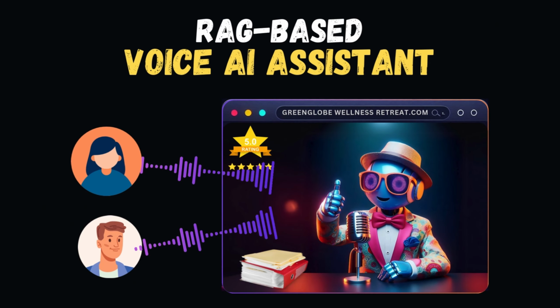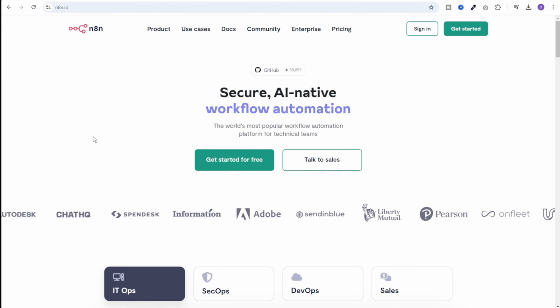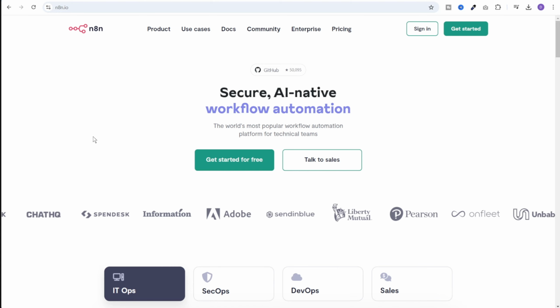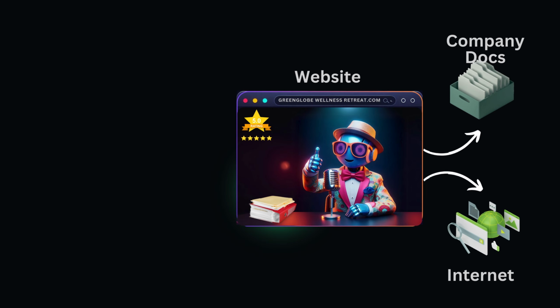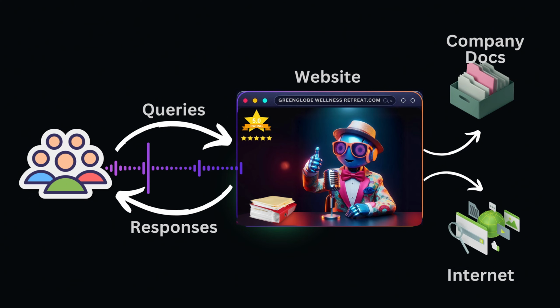Today, I'm super excited to show you how to build your very own RAG voice AI assistant. And the best part, we will build it using n8n, which is a free open source automation workflow tool. Just imagine having a personalized AI assistant on your website that has access to your documents and your website's data, and that can understand voice queries from your users and provide them intelligent, customized responses. And that too without breaking your bank. Sounds amazing, right? Let's jump right in.